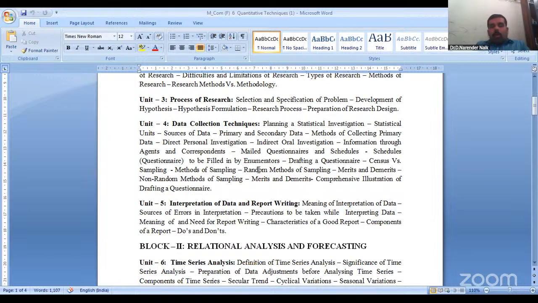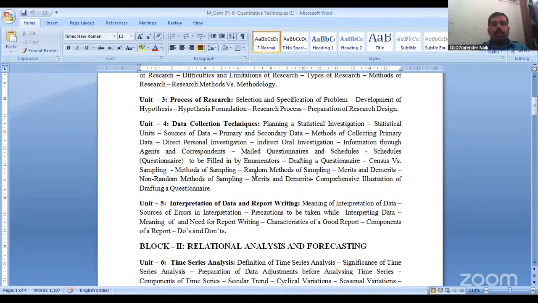Then next unit number 4, that is data collection techniques. So here, not only for doing research, after knowing the process, we need to know which type of data and what data is required. That unit number 4 is the data collection techniques. So planning of statistical investigation. Planning of statistical investigation means a perfect planning is required. Why? Because plan means what? Generally, the concept of plan is thinking in advance or thinking before doing. So here, for a statistical investigation, we are going to apply all the statistical tools and techniques. So we need to go for an investigation.